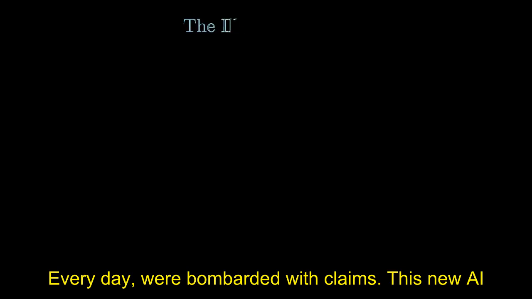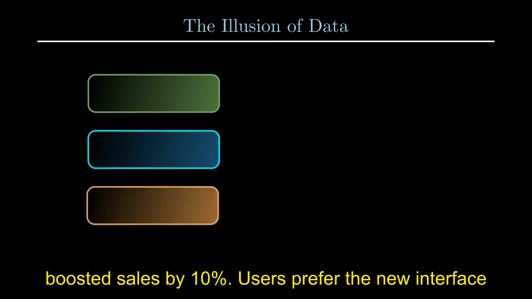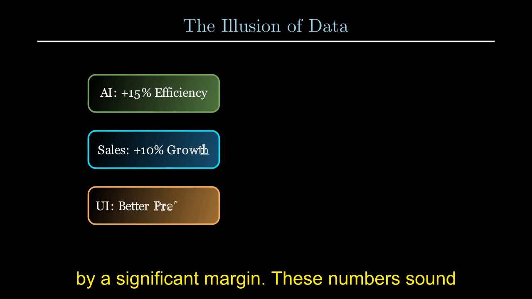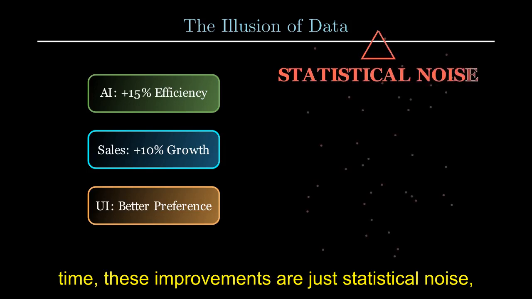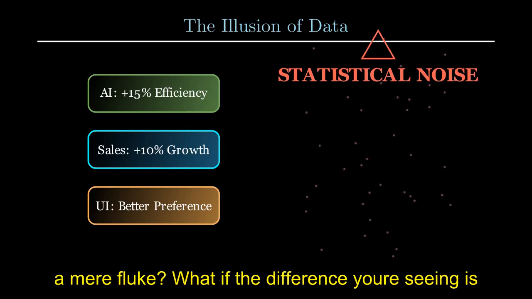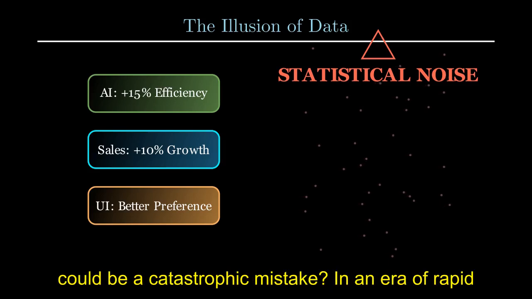Every day, we're bombarded with claims. This new AI is 15% more efficient. Our latest marketing strategy boosted sales by 10%. Users prefer the new interface by a significant margin. These numbers sound impressive, but what if I told you that most of the time, these improvements are just statistical noise, a mere fluke? What if the difference you're seeing is not real, and betting your company's future on it could be a catastrophic mistake?